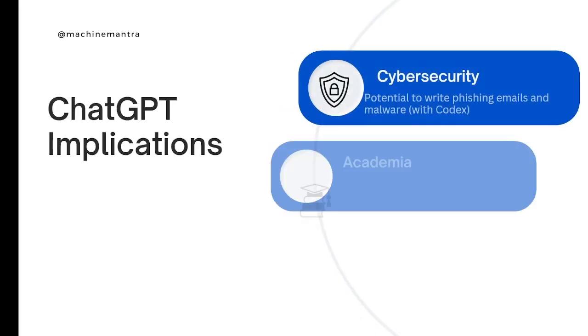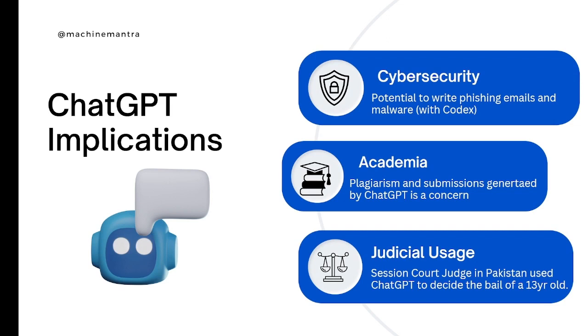Like what are the implications here? First of all, it is cybersecurity. It has the potential to write phishing emails and malware if it is being clubbed with OpenAI Codex. And again, in academia, plagiarism, submissions generated by ChatGPT are a concern because these days it is being used widely, and academics are really having a problem dealing with this. So they are coming up with ways to stop and ban ChatGPT for academic purposes.